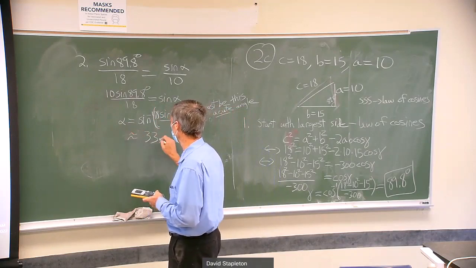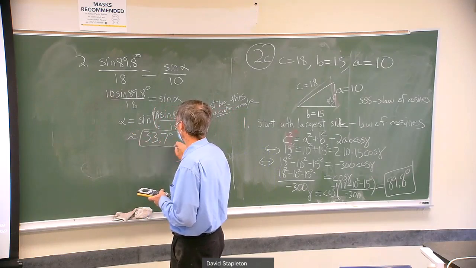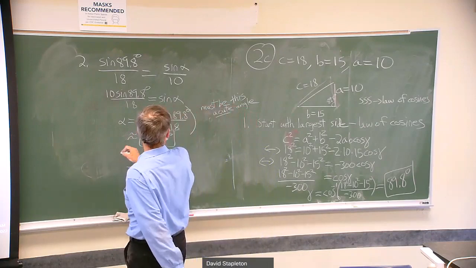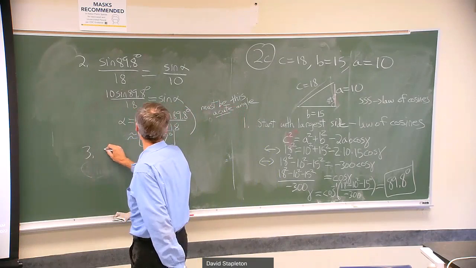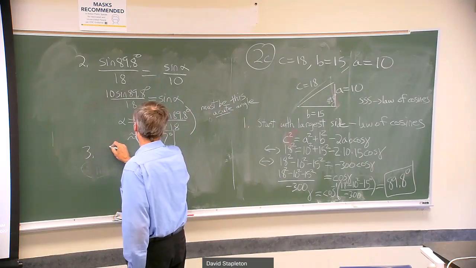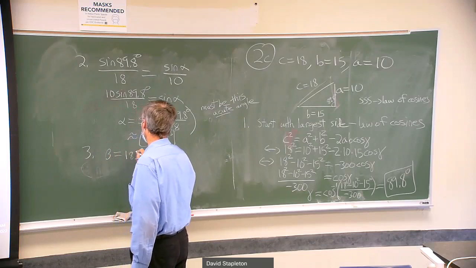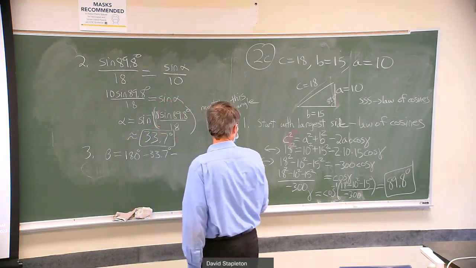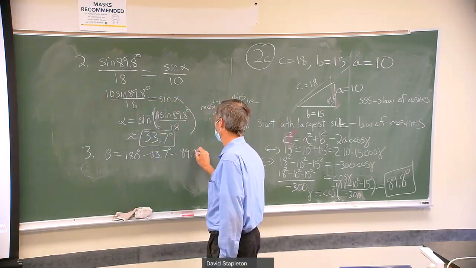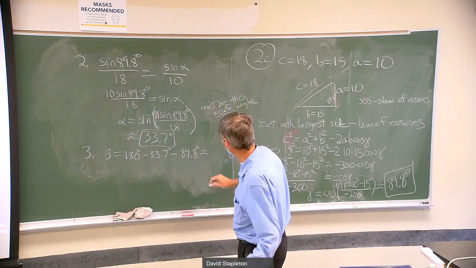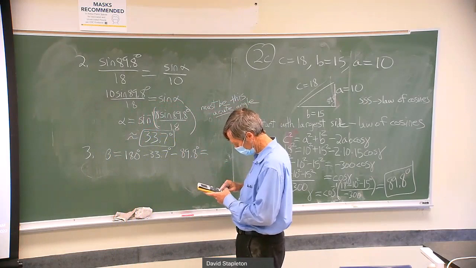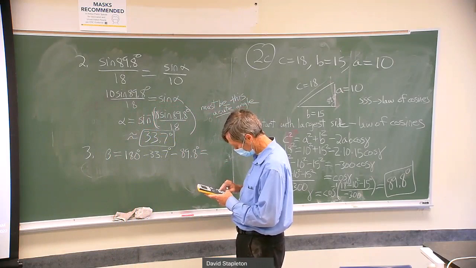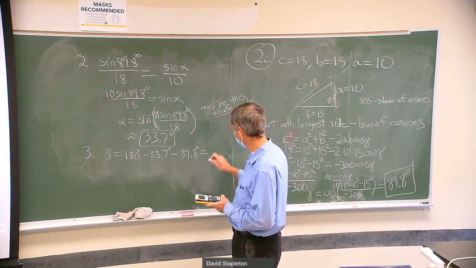Squiggly, because if you want, indicate your rounding. And now, once again, once you have two angles, don't mess around with lots of numbers unless you make a mistake. Just go to the sum of angles theorem and say the last angle, beta, excuse me, must be 180 minus 33.7 minus 89.8. We've got 56.5.